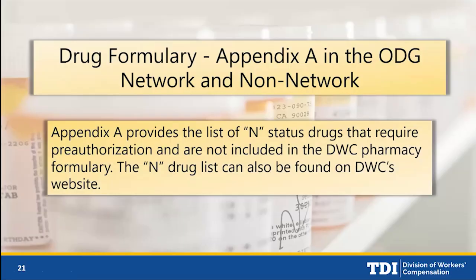Also, in the ODG, both for network and non-network claims or injuries, we have an Appendix A. So this is going to list all the drugs that require pre-authorization. We call these N status drugs, and these are the drugs that are not included in our formulary. And if you're prescribing a drug that has that N status on the list, think about it like this: N, need pre-authorization.